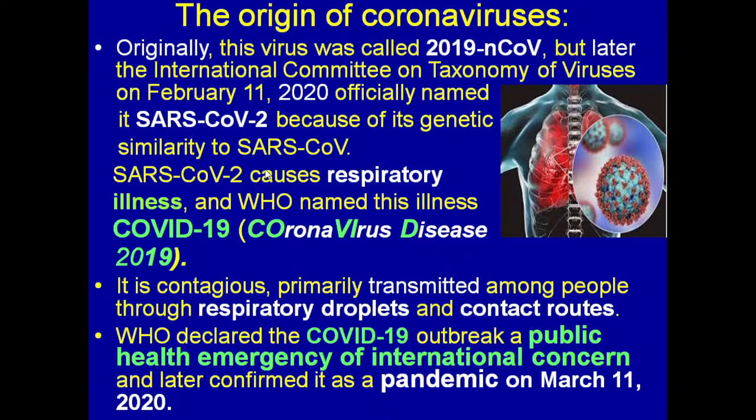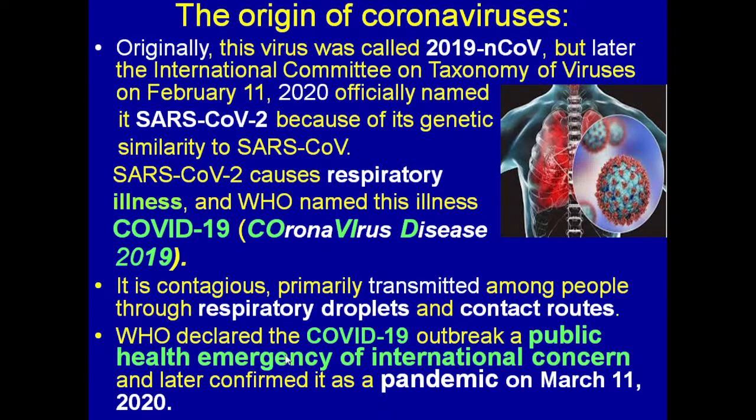Originally, this virus was called 2019 new coronavirus. But later on, the International Committee on Taxonomy of Viruses, on February 11, 2020, officially named it SARS-CoV-2 because of a genetic similarity to SARS-CoV, that was the first one. SARS-CoV-2 caused a respiratory illness that is named by WHO as COVID-19, from Corona Virus Disease 2019.